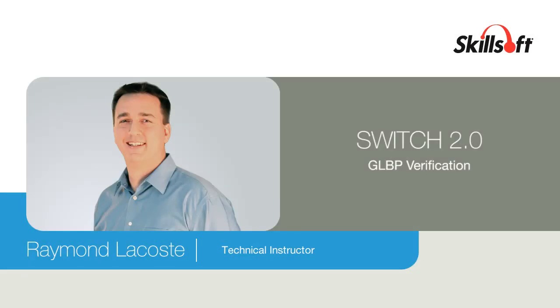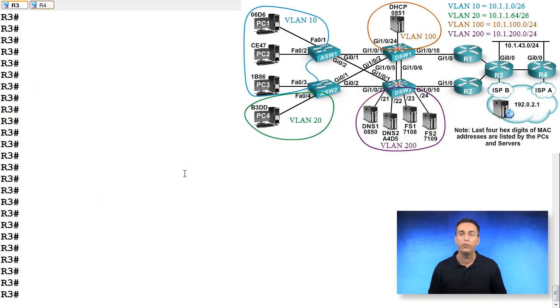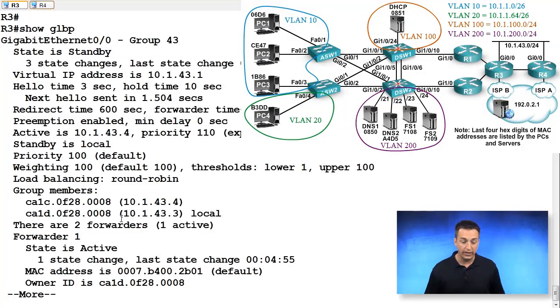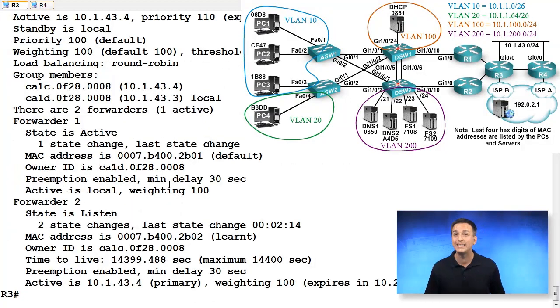Currently, GLBP is configured between R3 and R4 for the 10.1.43.0/24 network, and it's GLBP group number 43. Let's take a look at that with the output of show glbp. And we can see here the output is quite extensive.